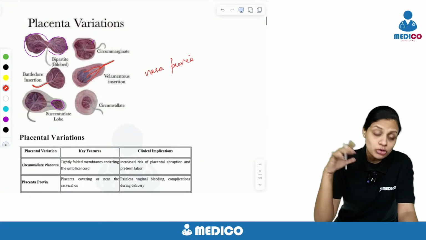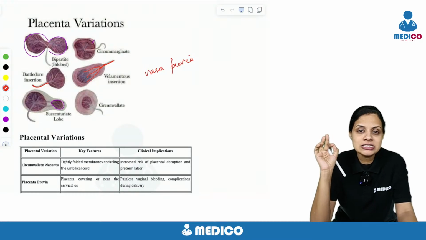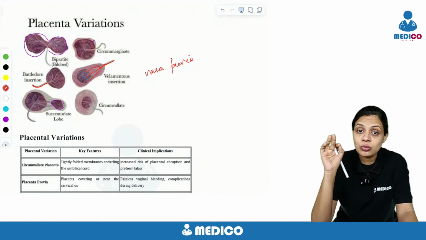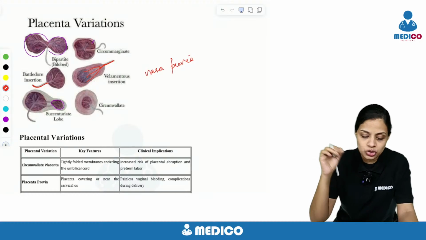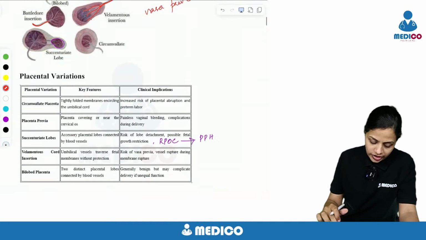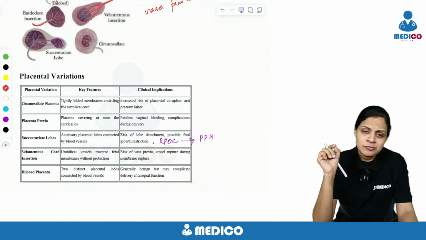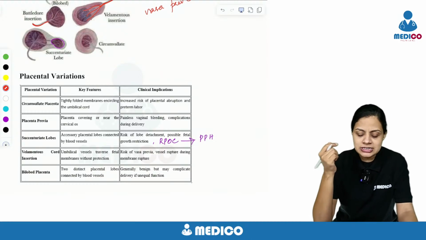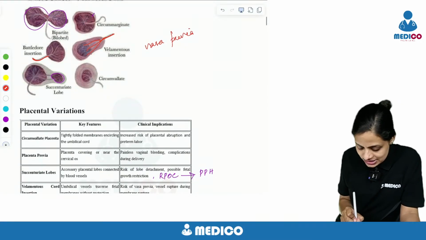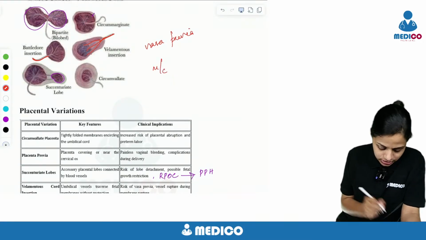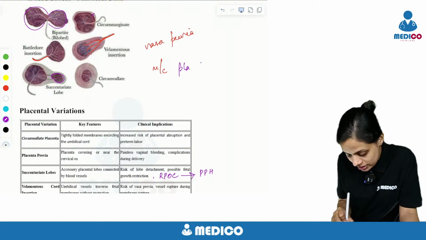So you have to be able to identify the different placental variations and whatever complications are associated with each of them. All right. Another thing that you have to know is about the placental tumors. These are not that important, but just in case, one thing you need to know, which is the most common placental tumor. The most common placental tumor is a chorioangioma.